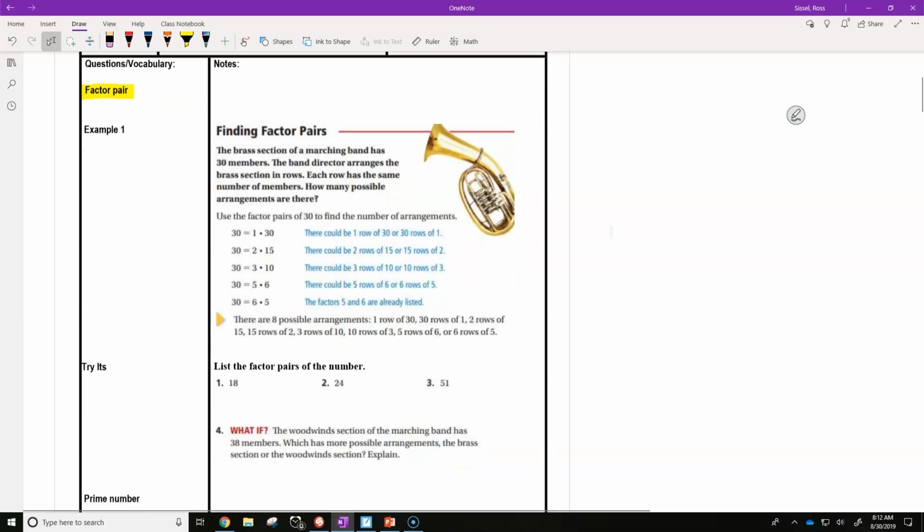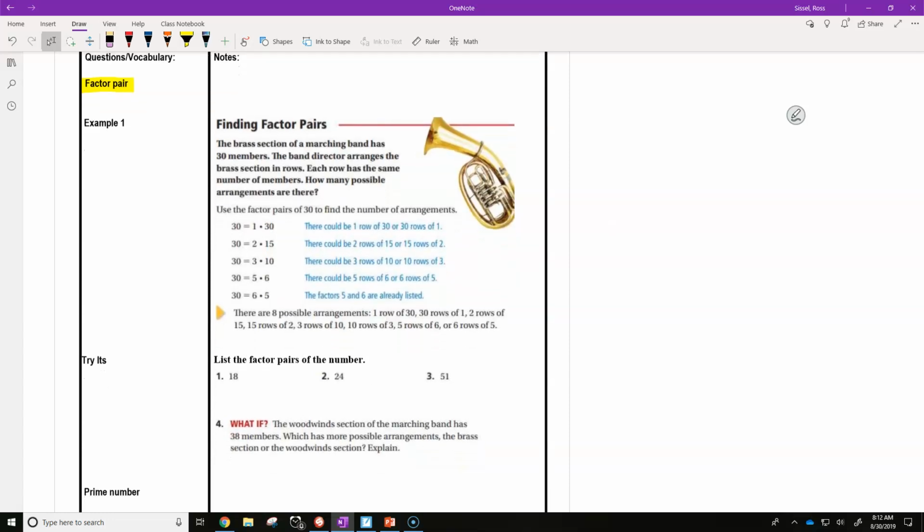I'd highlight or circle. Remember, there's highlighters in your bin if you need it. It says, finding factor pairs. The brass section of a marching band has 30 members. The band director arranges the brass section in rows. Each row has the same number of members. How many arrangements are there? Now, the biggest thing is we have to figure out what is a factor pair.